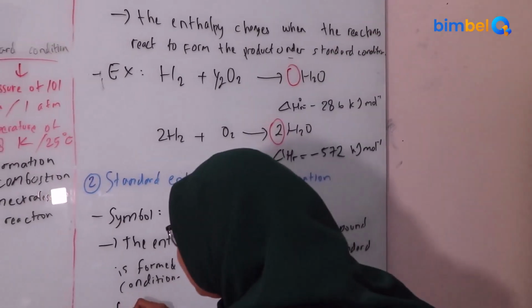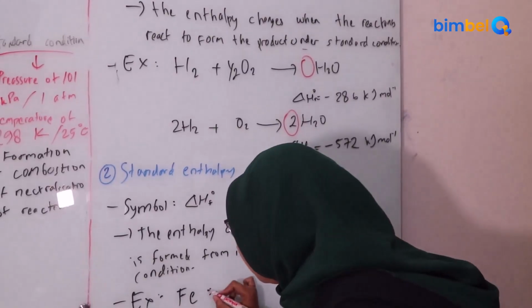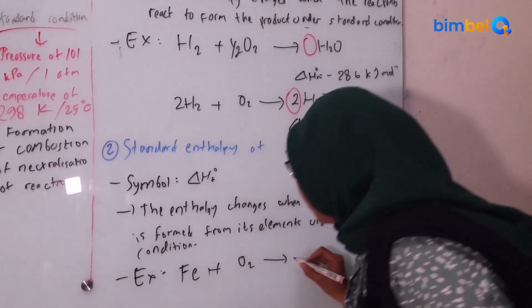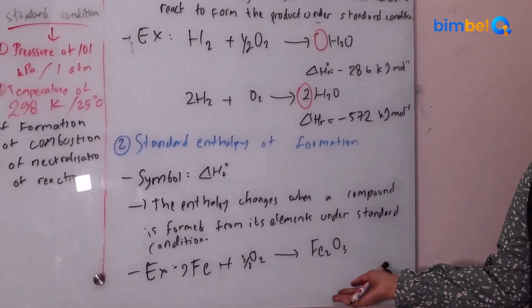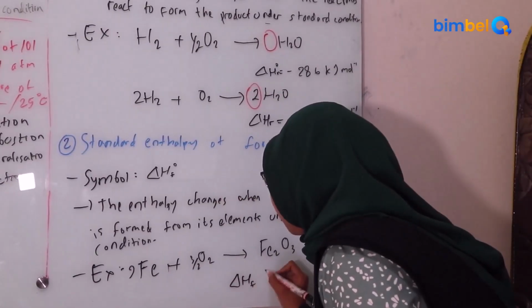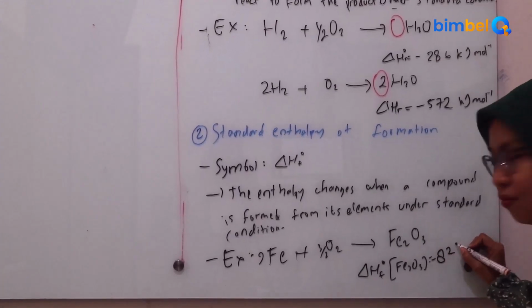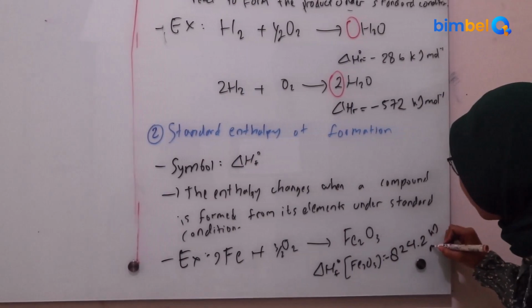Let's look at an example. The example is the formation of Fe2O3, where iron reacts with oxygen to make this compound. This is an example of the standard enthalpy of formation, and the standard enthalpy for this Fe2O3 is minus 824.2 kilojoules per mole.